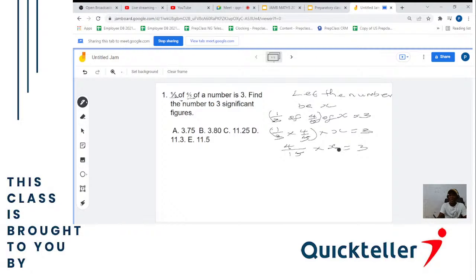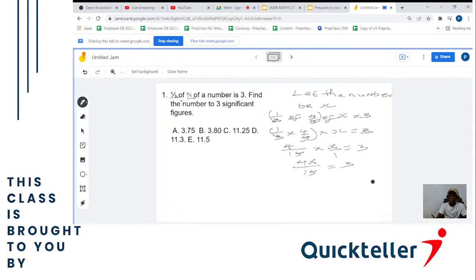We can rewrite this x as a fraction by simply saying x over 1, which is still the same value, because when you have a number divided by 1, it still gives you the same number. So we have 4 over 15 multiplied by x over 1 equals 3. Now we multiply again using the same idea. Numerator multiplies numerator, so 4 multiplied by x gives us 4x, over 15 multiplied by 1, that's 15, which is equal to 3.